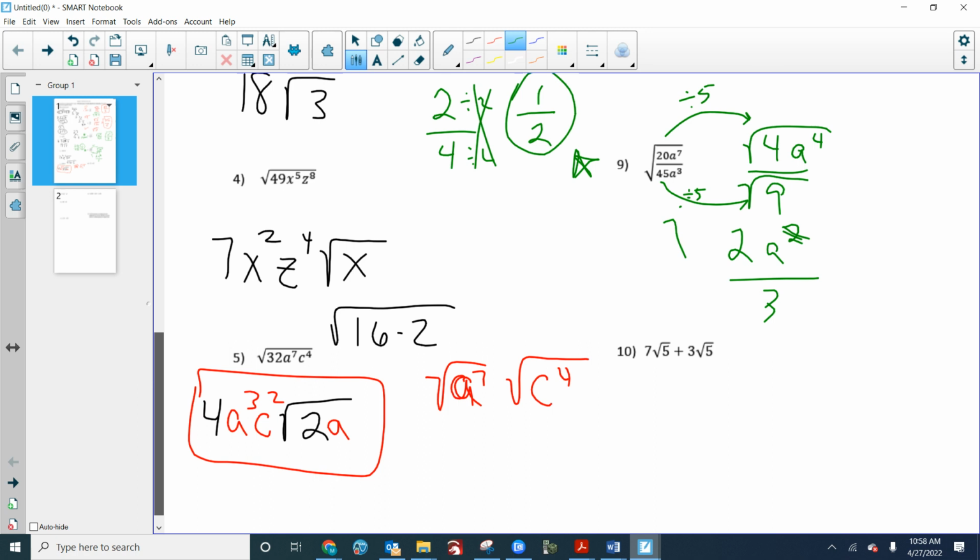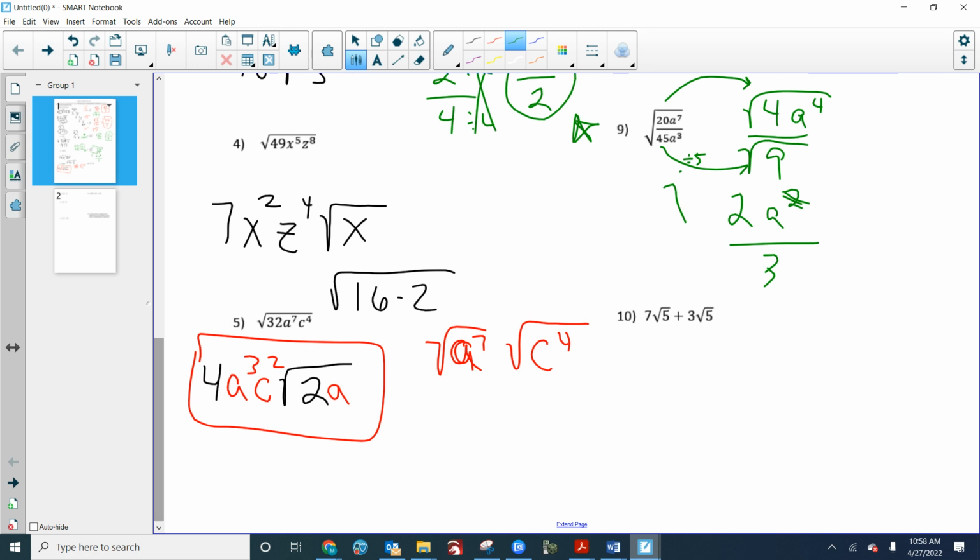Okay, 10 is easy peasy, right? They're like terms, Liv. What do you got? What'd you say? I was thinking something else. Yes, add them up, you get 10 radical 5.